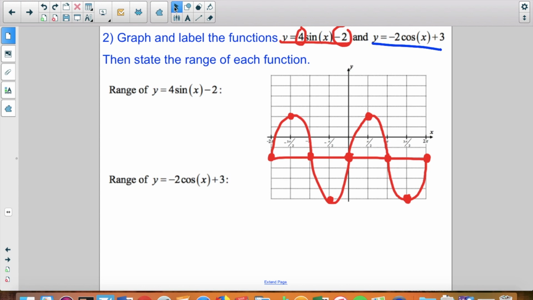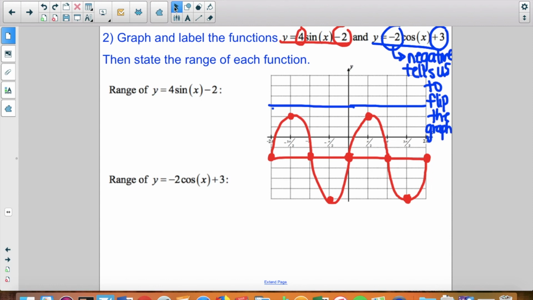So here is our next graph. Our midline is at negative 3. I'm sorry, at positive 3. So we go up to positive 3 and we draw our midline. Now, there's something interesting about this one. We have a negative 2 in the front. Our amplitude here is 2, but that negative tells us something very important. It tells us to flip the graph.